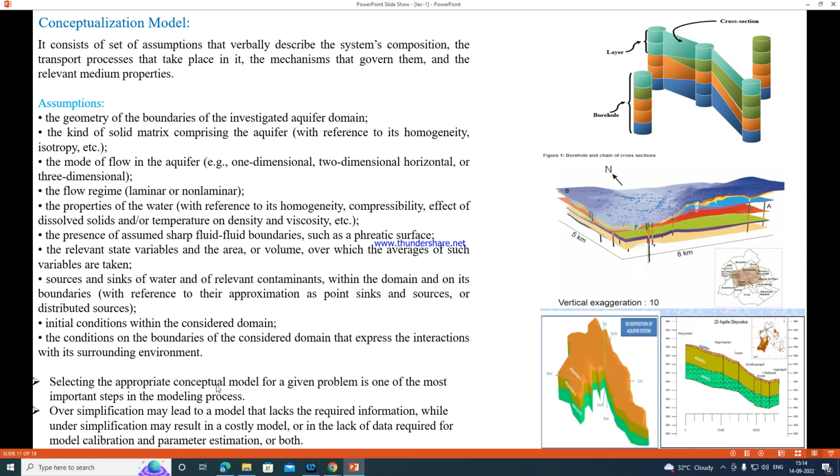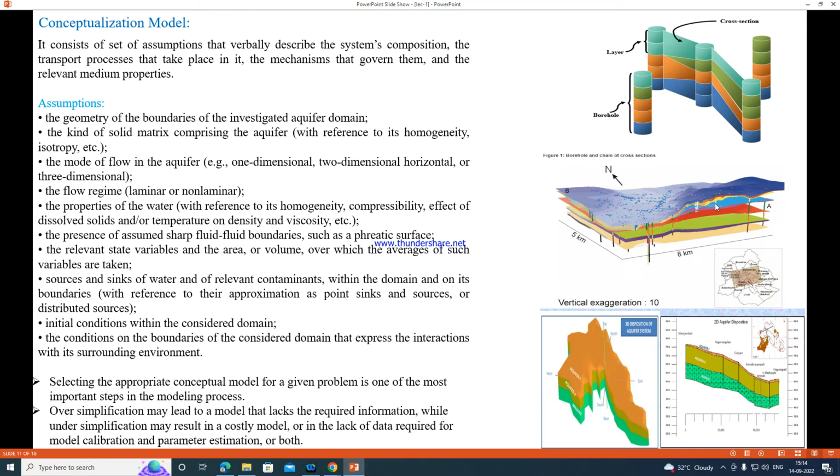Selecting the appropriate conceptual model for a given problem is one of the most important steps in the modeling process, as I have said. Actually, this diagram is known as a fence diagram. A fence diagram maps the different aquifers throughout the regional space. This can be made in ArcScene also.